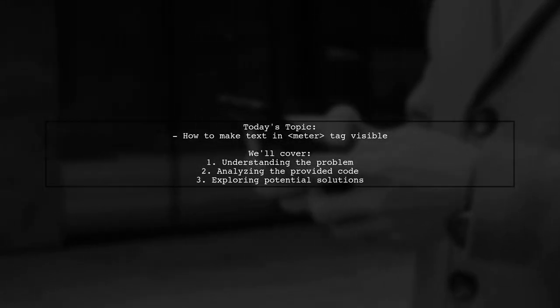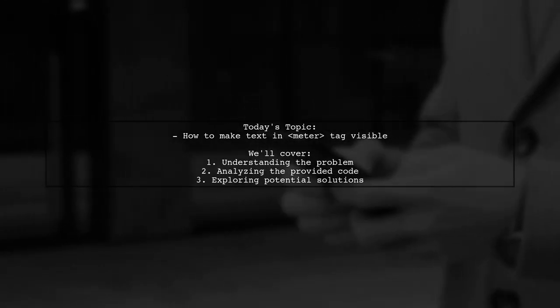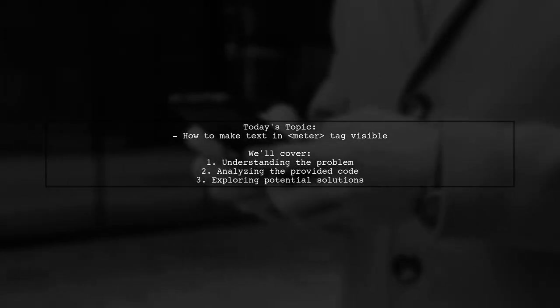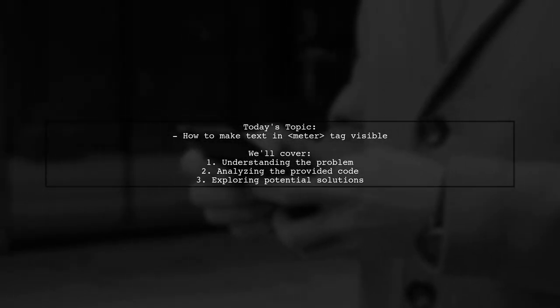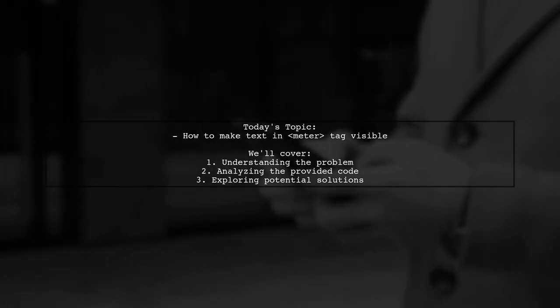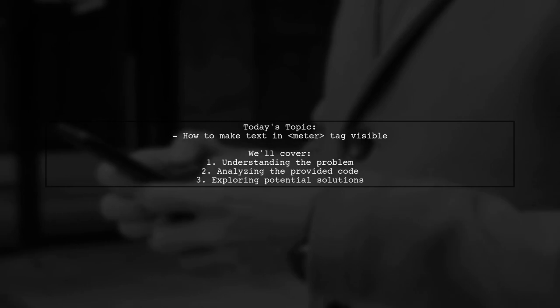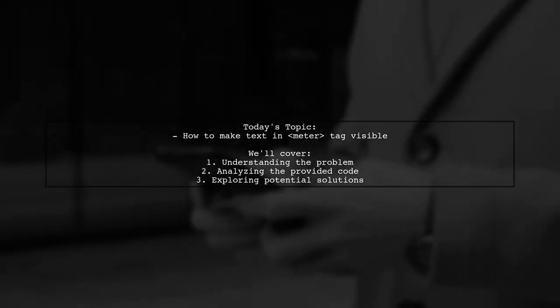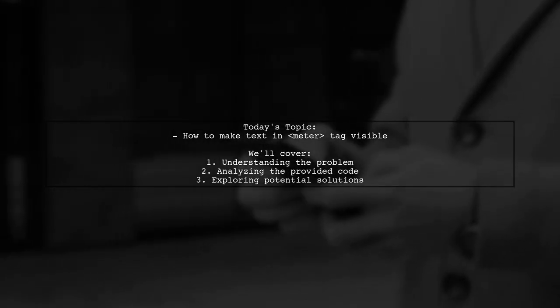Today, we're tackling a tricky question that many web developers encounter. Our viewer wants to know how to make text inside a meter tag visible over the meter itself. They provided a snippet of HTML and CSS, but despite their efforts, the text remains hidden. Let's dive into the details and see how we can solve this issue together.